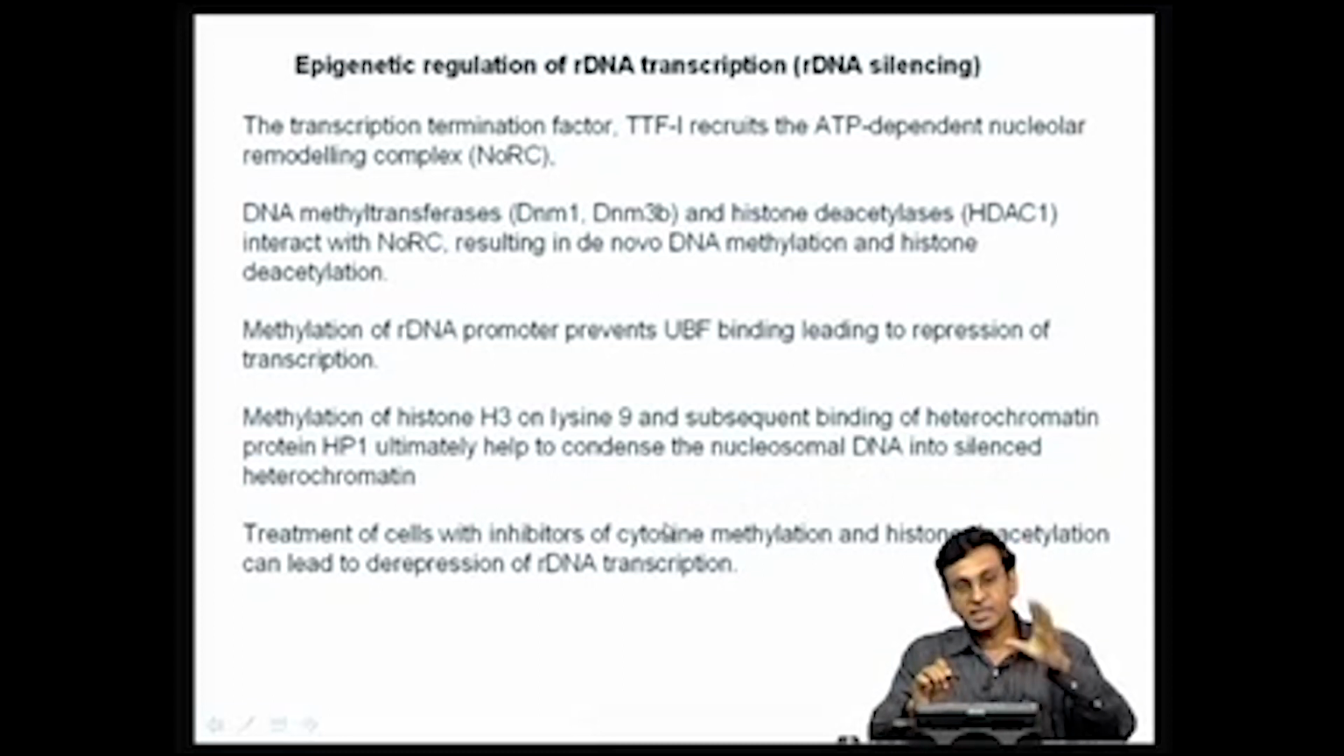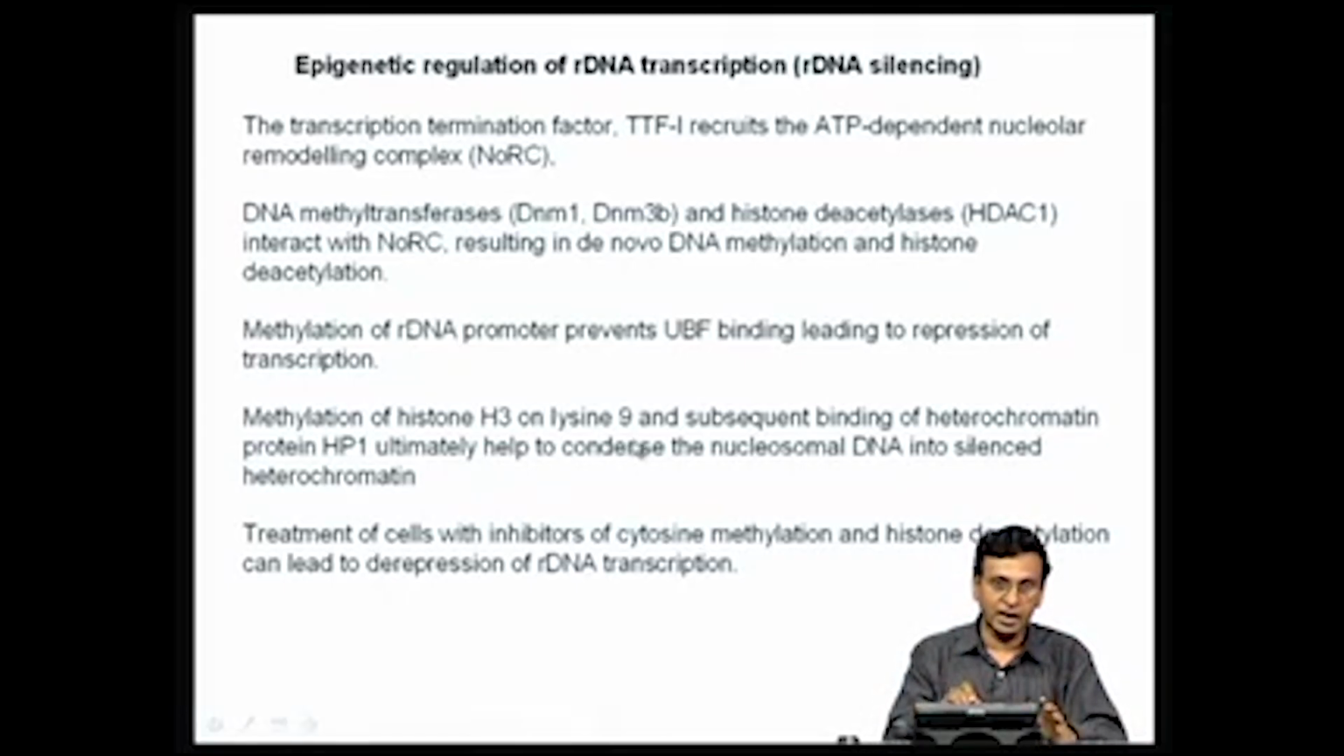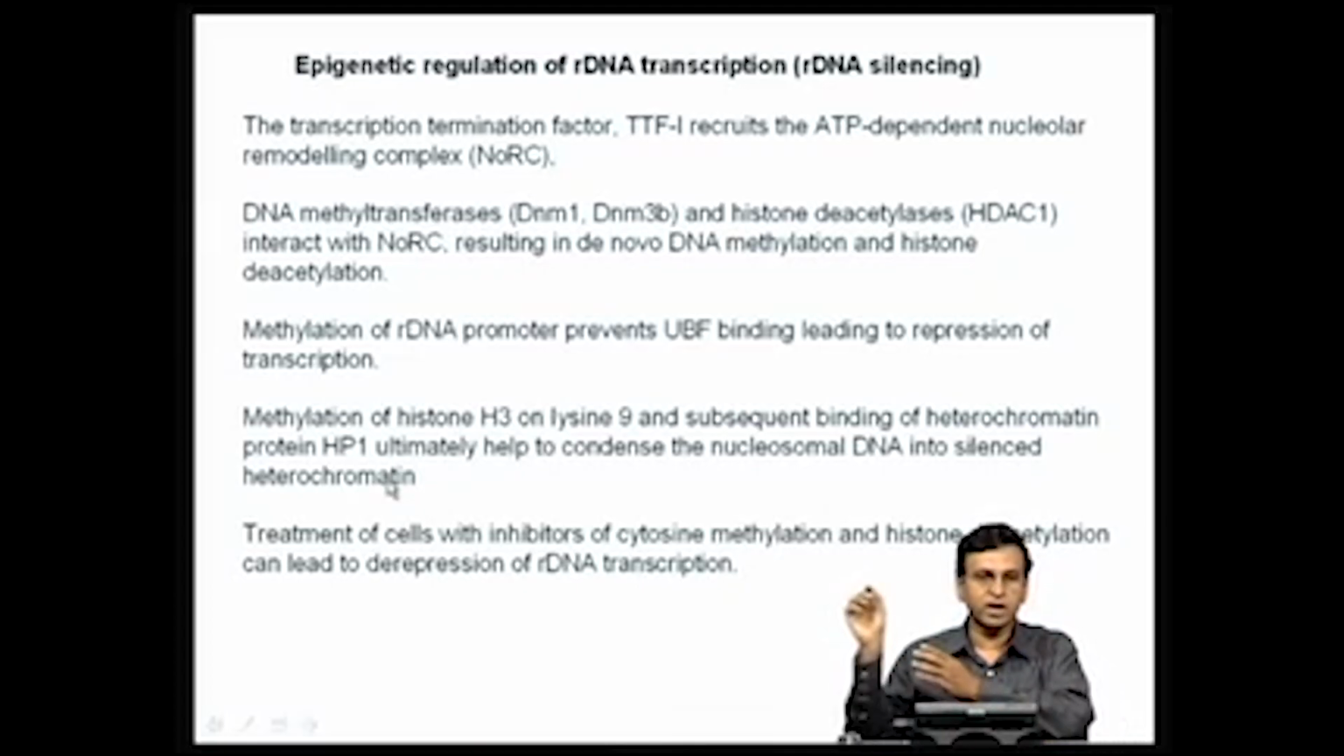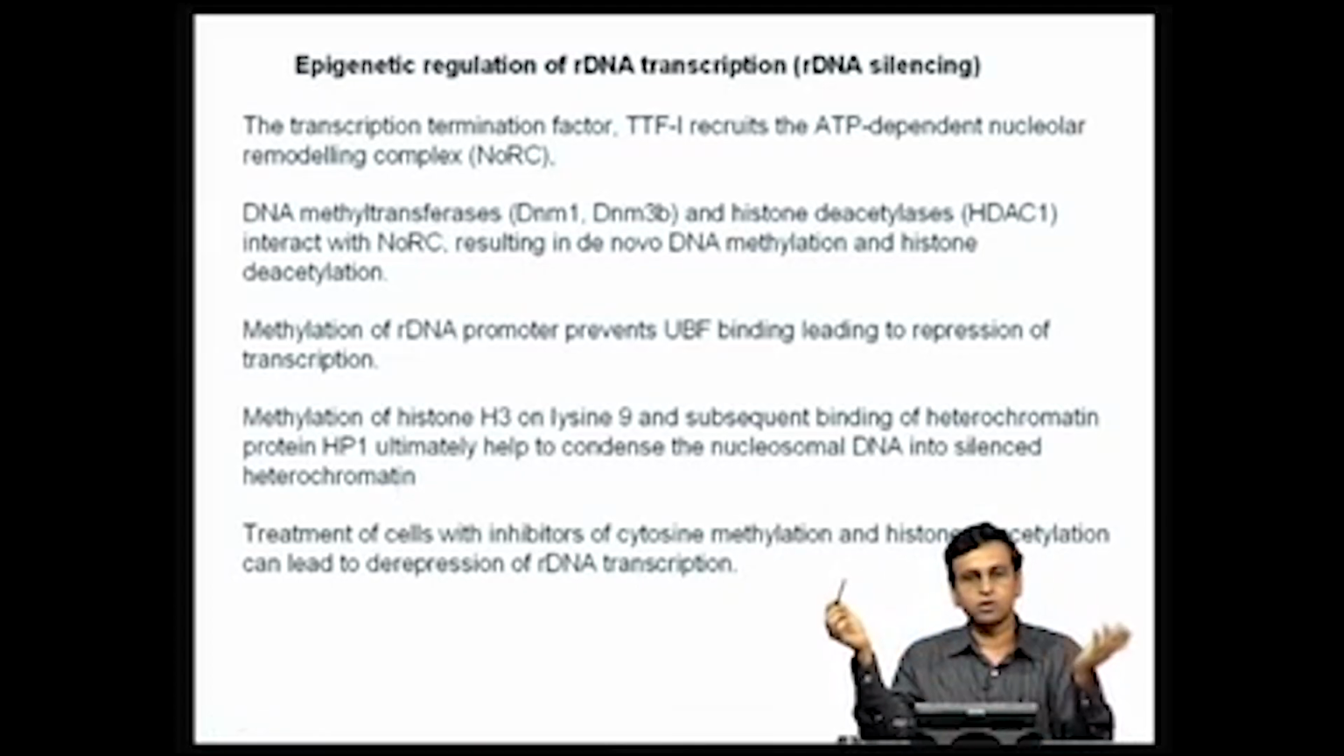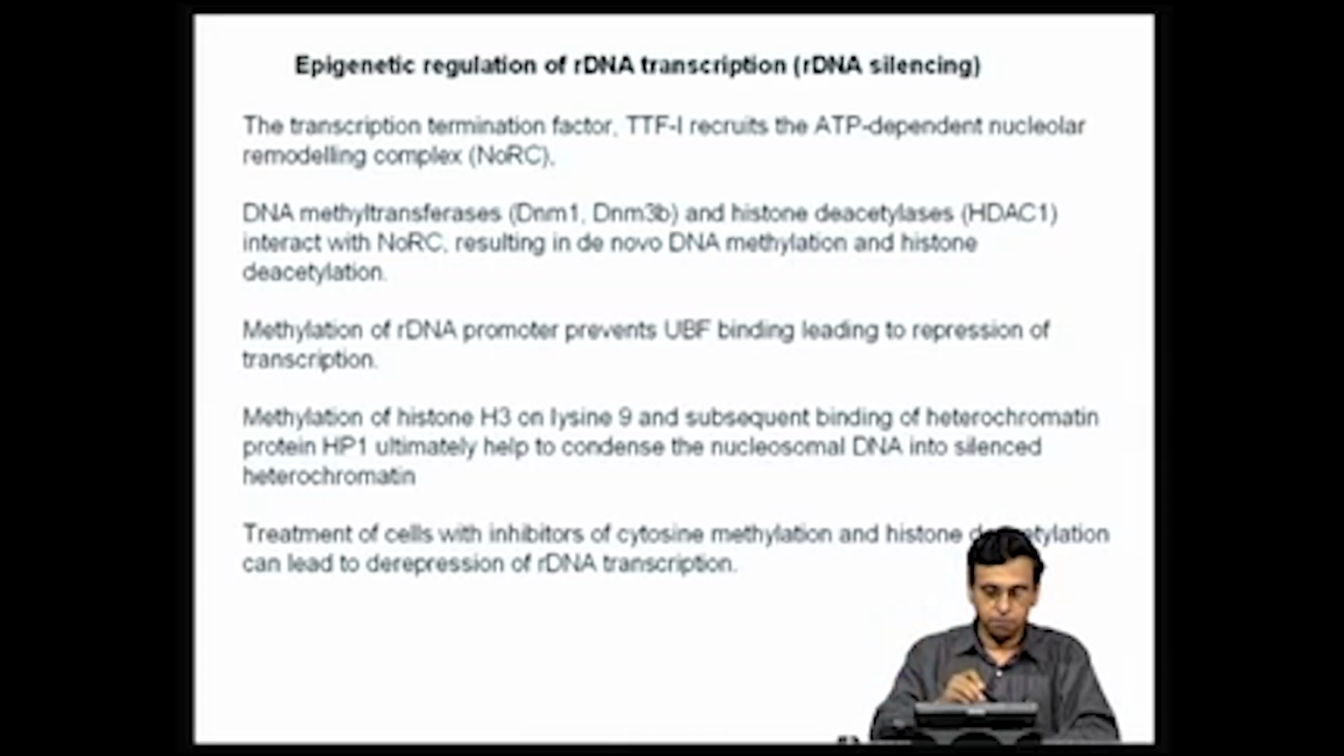So, RNA silencing basically involves methylation of H3 on the lysine 9 residue, and these methylated lysines are recognized by this HP1 protein, which we discussed in detail when we discussed histone phosphorylation and histone methylation in the previous classes. Once HP1 binds, it initiates heterochromatinization of the promoter region, leading to shut off of the transcription.